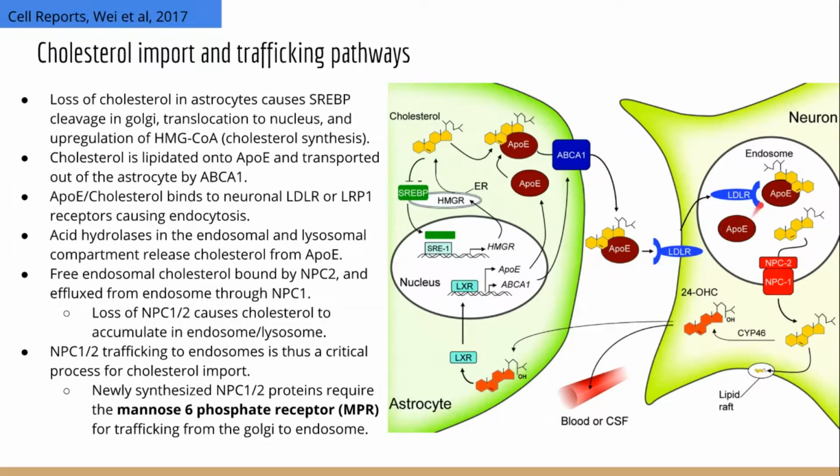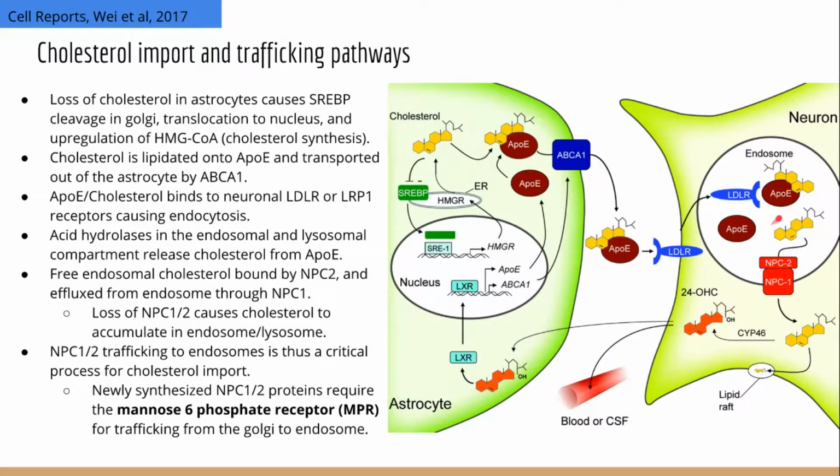And the cholesterol ends up in these intracellular endosomes and lysosomes. They're kind of interchangeable. I'm going to use endosome and lysosome interchangeably in this. So cholesterol esters are then cleaved by various acid hydrolases. And then in order for cholesterol to become bioavailable to the cell, to the neuron, it needs to escape the endosome. And this is actually really critical. So in order for cholesterol to actually be used in the neuron, it needs to escape these endosomes.